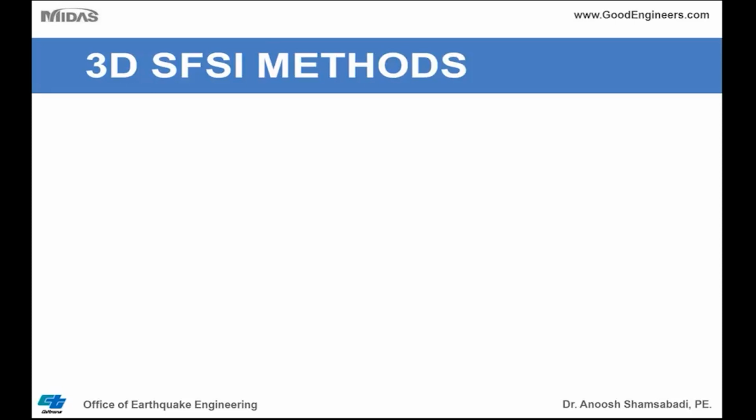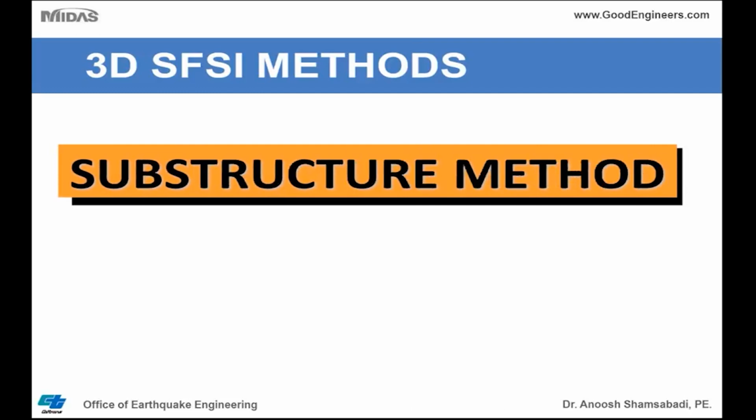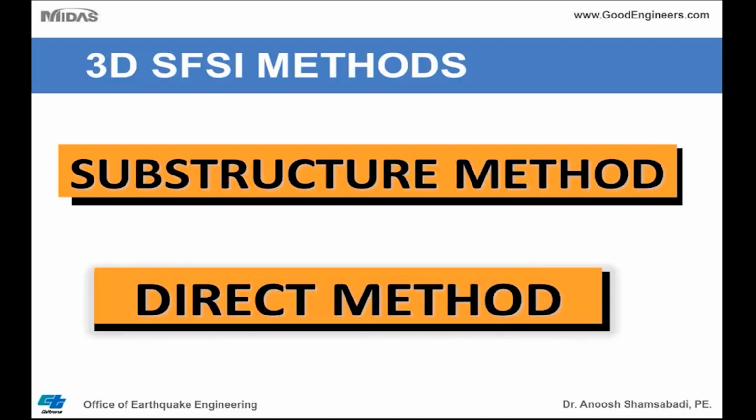Now let's talk about 3D soil foundation structure interaction methods. SFSI stands for soil foundation structure interaction. We have what we call a substructure method or a direct method. In the substructure method, we separate the foundation from the superstructure as if the foundation doesn't exist, and we model the entire foundation by soil springs. It's an iterative process. It is not as good as using a direct method.